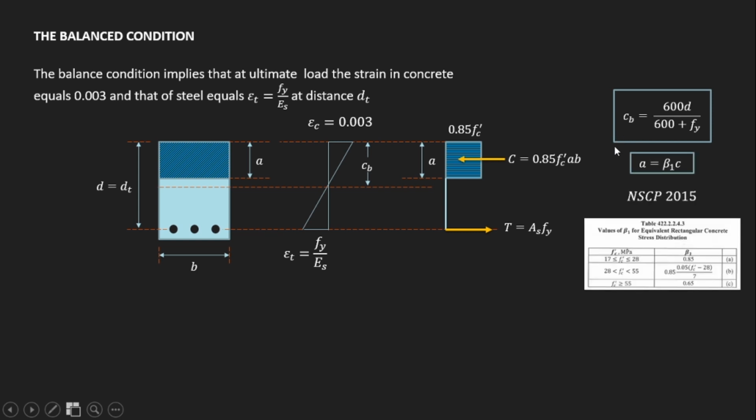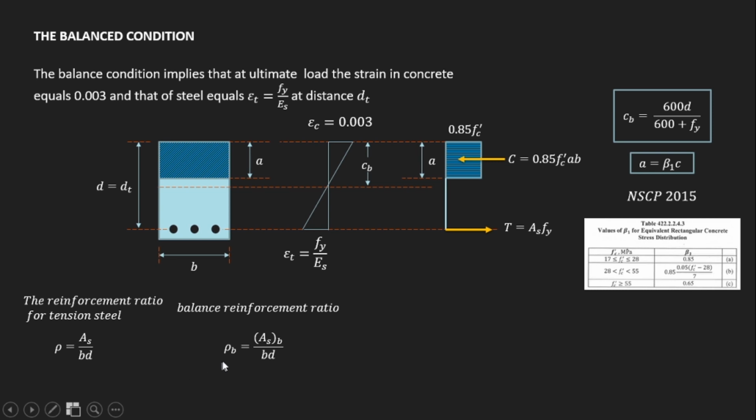So, meron tayong dagdag formulas for c balance and for our value of a and for our value of beta 1. So, next, meron din tayong the reinforcement ratio for tension steel na yung rho natin, ito yung term natin for the ratio that is equal to As over bd. So, kung mapansin nyo, hindi bh yung ginamit natin or the area of our beam. Yung ginagamit natin is the effective depth. So, As over bd. So, for balance reinforcement ratio, syempre, yung gagamitin natin is rho balance. And for our area of the steel, dapat nakabalance din. So, As balance all over bd din.